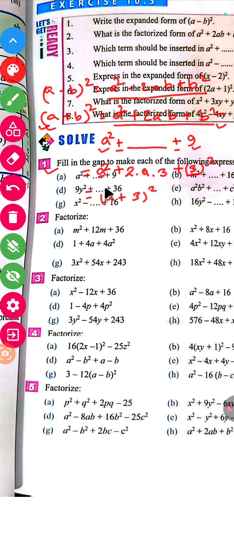When you compare it to a square plus 2ab plus b square, we can write it in the form of (a plus b) whole square, where in place of a, a itself is there, and in place of b, 3 is there. Let us take another example and understand how it works.